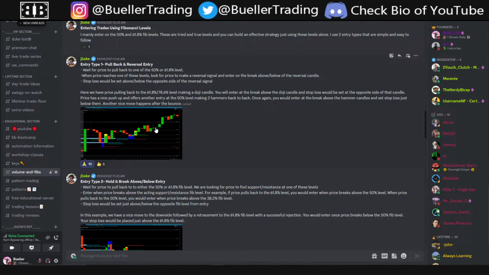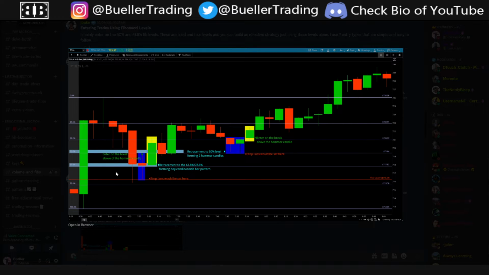Another nice move happens after the bounce. So you can see here, enter on the break of the hammer, kind of push down to it. Retracement to the golden pocket, 78.6. Stop loss would be set at the low of that candle. You end up getting a good confirming candle. They end up holding higher, pushing higher again, retracing again.